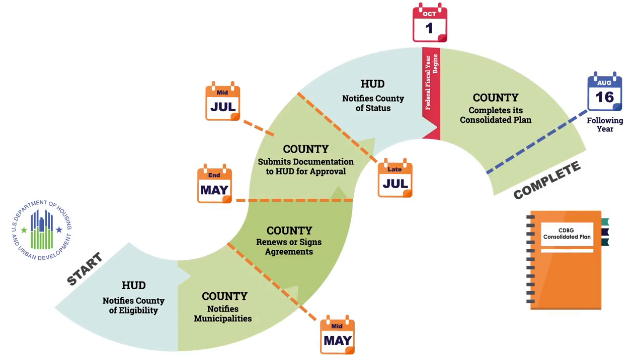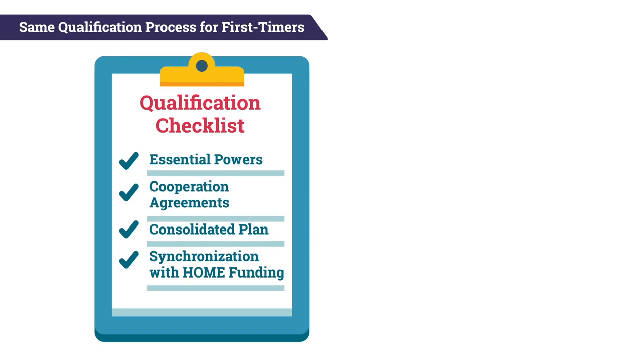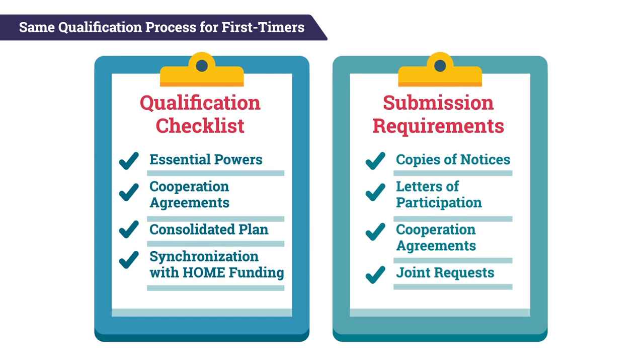The qualification process and timeline is the same for counties seeking urban county designation for the first time as those seeking requalification, and first-timers have the same qualification considerations and submission requirements. Urban counties qualifying for the first time must submit an extra copy of all required documents to the HUD field office to be forwarded to the Entitlement Communities Division in HUD headquarters.